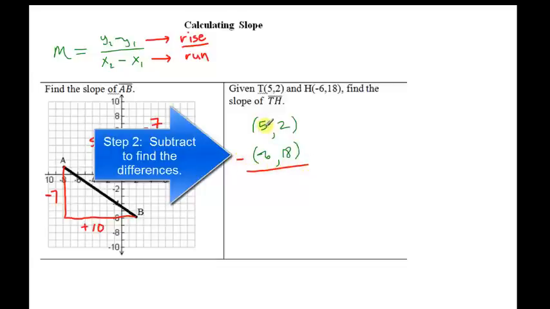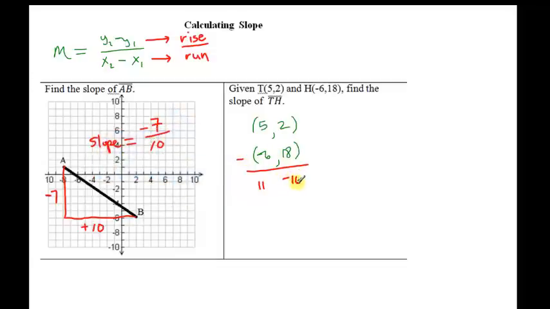So if I take 5 from x here and subtract the -6, that's really plus there. So 5 plus 6, that gives me 11. And then I do the same for my y's. I have 2, and I'm going to subtract 18. So that gives me a negative number. That's going to be -16.